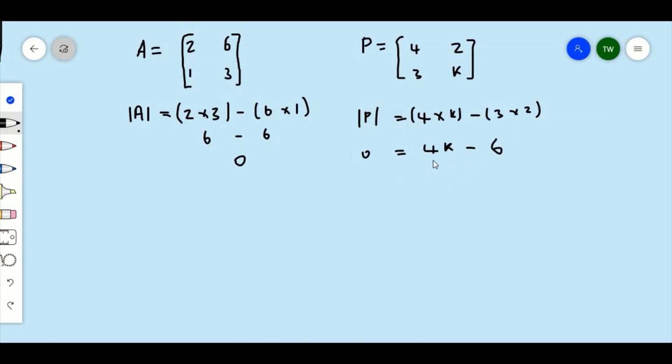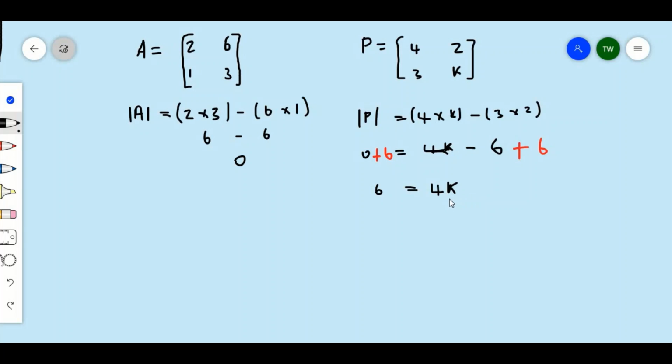Now in order to determine the value of K, we need to get rid of this minus 6. What we can do is to add 6 to both sides. So here, I'm going to add 6 to both sides. So I'm going to add 6 to this side. And I'm also going to add 6 to this side. So what I now have is 0 plus 6, that's going to give me 6, is equal to 4K, minus 6 plus 6, that's a 0.